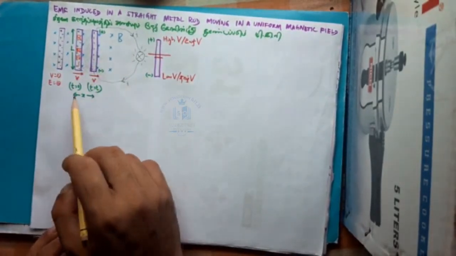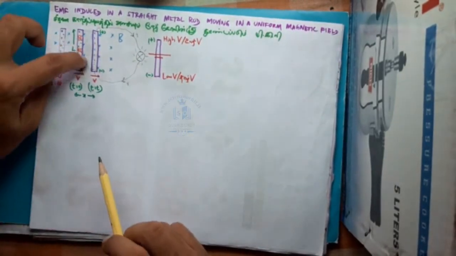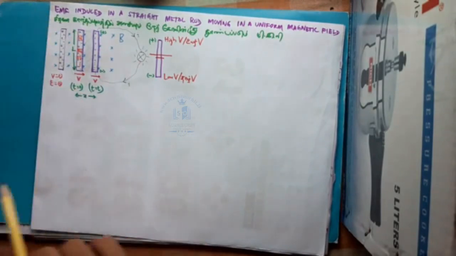Now, how will the equation for that area come out? x times L. It is a rectangular area, isn't it? So the area, this part area, will be x into L. Right. Fine. Now go to Faraday's law.